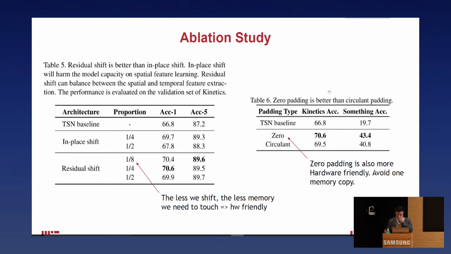On the right-hand side, we compared zero padding with circulant padding, and we find zero padding actually gives better accuracy. Why is that? Because with circulant padding, you are moving past frames to the future, right? It will disrupt the temporal relationship. Therefore, we just chose zero padding. Zero padding is also more hardware friendly because it avoids one memory copy.